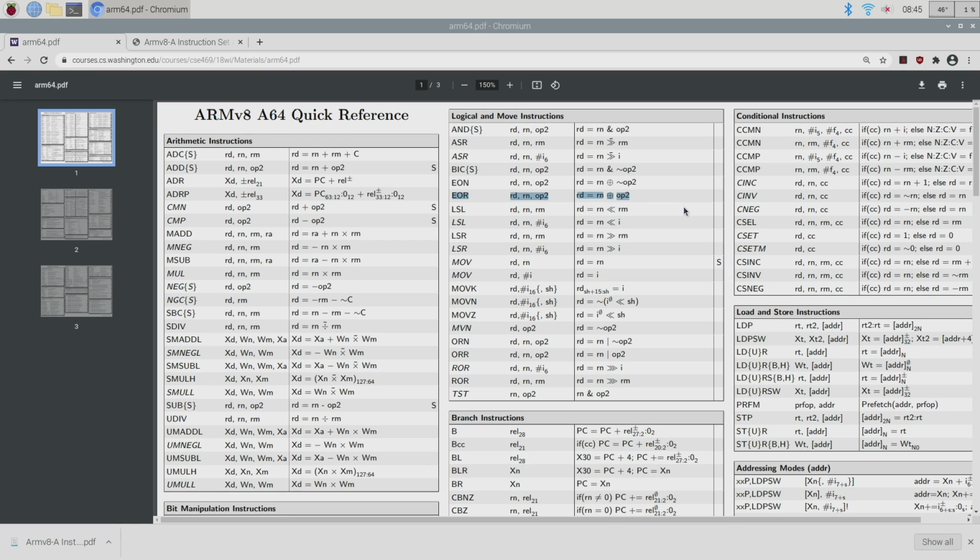So in this particular instruction set, instead of writing XOR for exclusive or, they write it EOR, E for exclusive, as opposed to X for exclusive, but it means the same thing. So EOR is the exclusive operation, and then these symbols here, right?